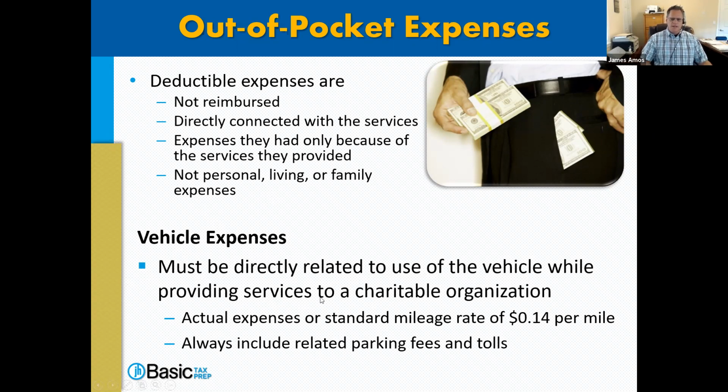The actual expense rate is, I think that's wrong. Pretty sure it's 16 cents a mile. I can tell you here in a second. I got the cheat sheet here. Oh, there it is. My bad. It is 14 cents a mile. This is the 2018 amount, so I did correct that. So that is the amount for vehicle expenses. And then you can always include parking fees and tolls while you're doing volunteer work.